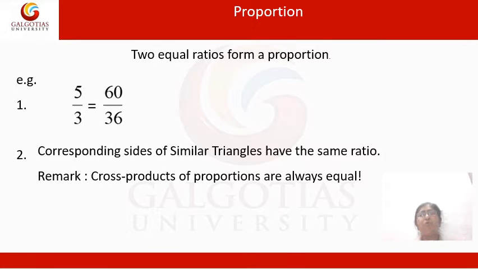Equal ratios form a proportion. For example, 5 by 3 is equal to 60 by 36. So these two form a proportion. Corresponding sides of similar triangles have the same ratio, so they also form a proportion. Cross products of the proportions are always equal. This is the remark.